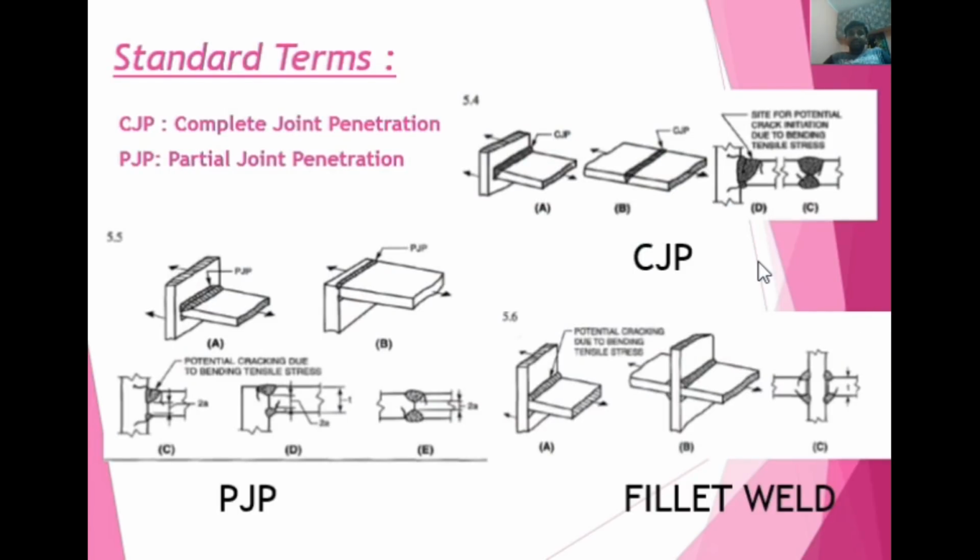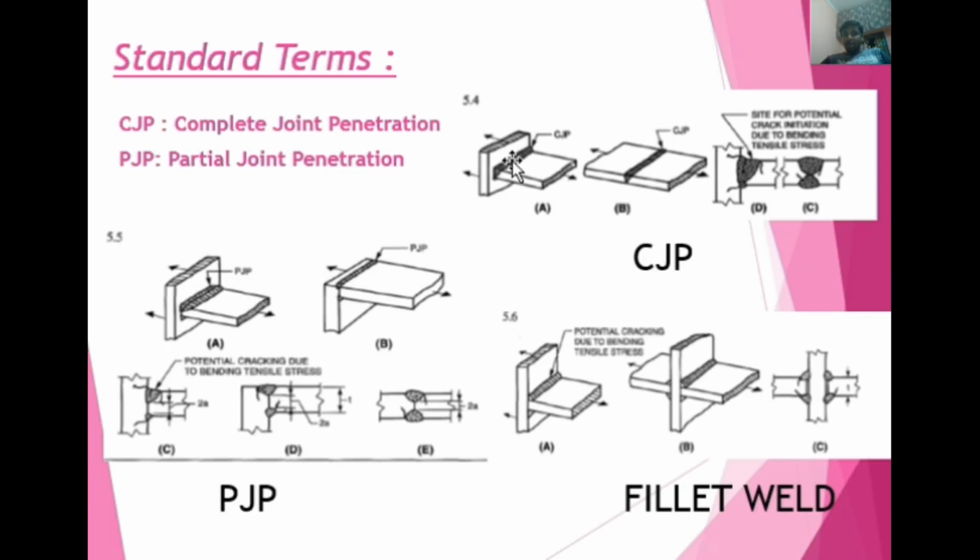We have the standard terms in AWS D1.1: CJP, PJP, and fillet. These types of joints come in as per AWS D1.1. What is CJP? Complete joint penetration. You see here the groove welding, the joint is completely penetrated by the groove welding. So the groove welding has already penetrated there. This is called complete joint penetration.